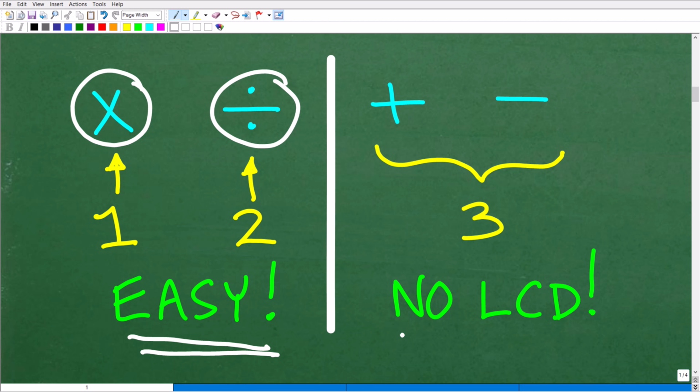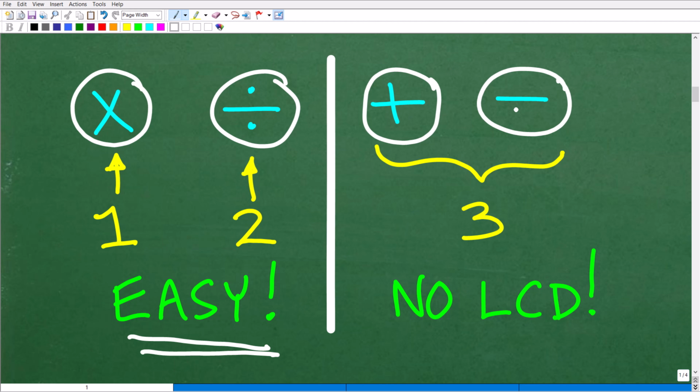Now, here is where it gets more interesting for students. We're going to be talking about adding and subtracting. So this is the third thing. Some of you might be saying, well, why isn't this like 3 and 4? Here's the deal: adding and subtracting fractions, you're basically doing the same thing. So if you know how to add fractions, you effectively know how to subtract fractions.